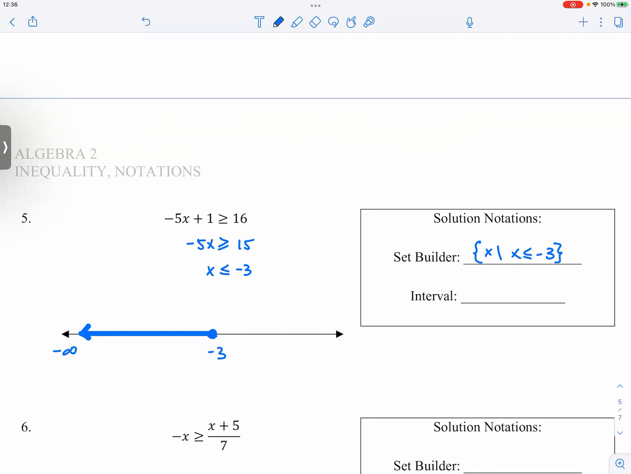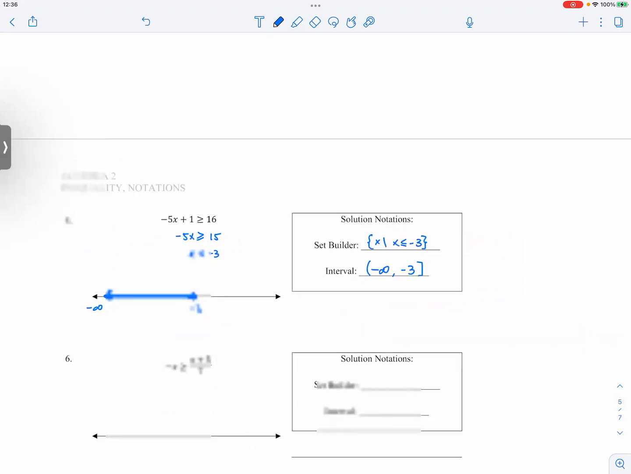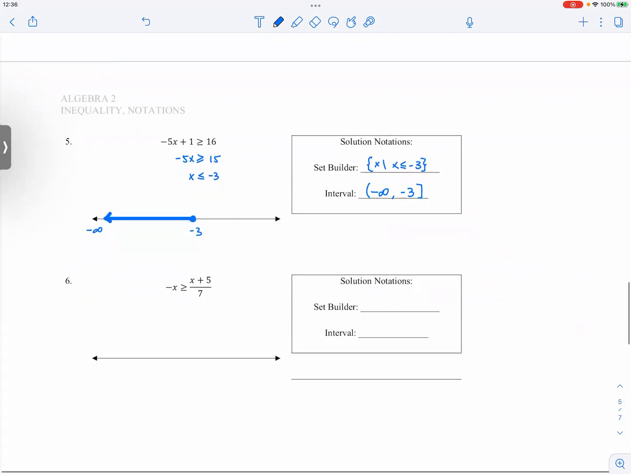So in this case, from where to where? From negative infinity to negative 3, not the other way around. And since it is negative infinity, we'll use parentheses, and we include negative 3, so we will close it with a bracket. So just a little symbol to express some values. Okay, so please make sure that you do not flip these two things. It's always from small to large, from small to large.